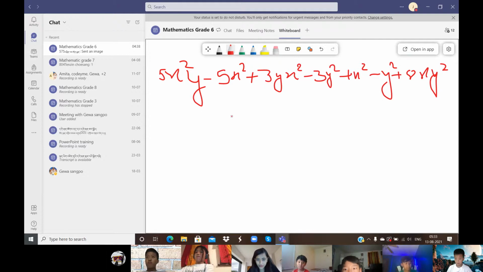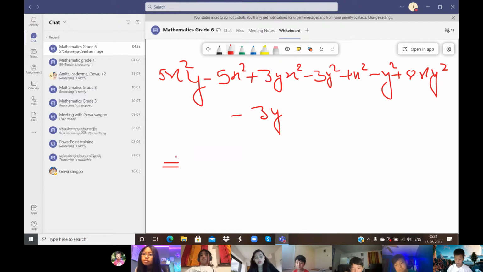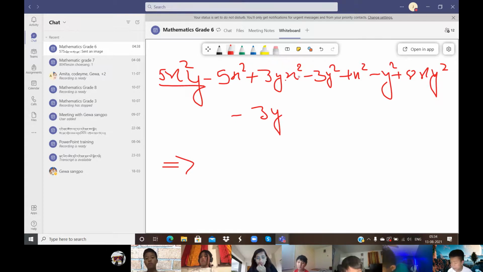Minus 3y square, right? So, okay, your answer will be C. 5x square y and 3y x square. So both terms are equal. Both terms are like terms, okay?